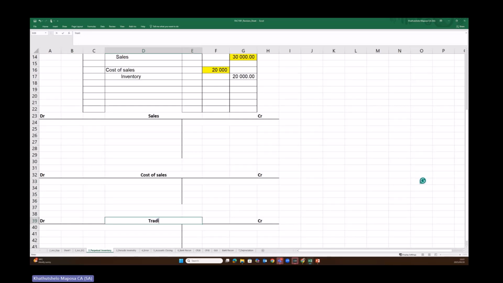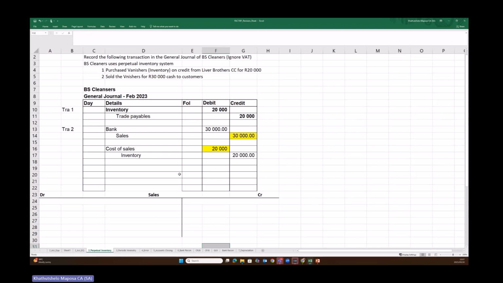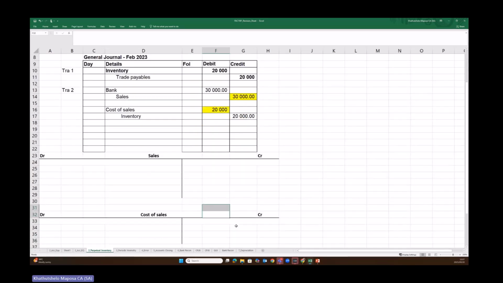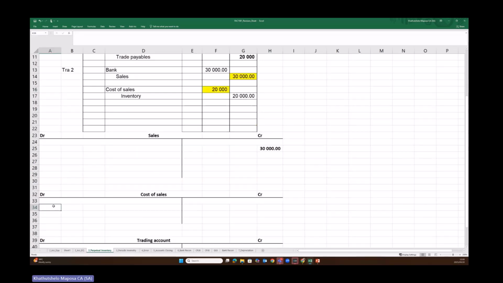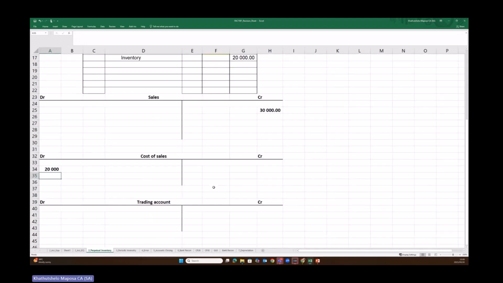If we tell you to please close off these accounts on the trading account, it means, let's assume these are the only transactions that we have in the business. If we're having many, we're going to record many. It means sales, when it's credited there, it means that 30,000 on the credit side of the sales T account. When cost of sales is debited, it means on the cost of sales account, that will be debited.